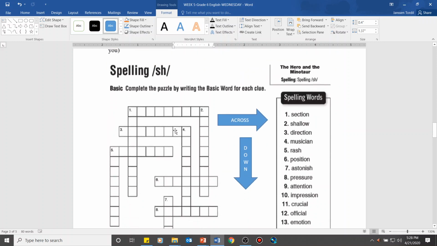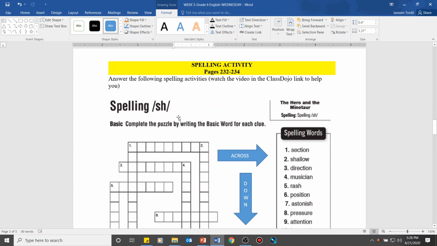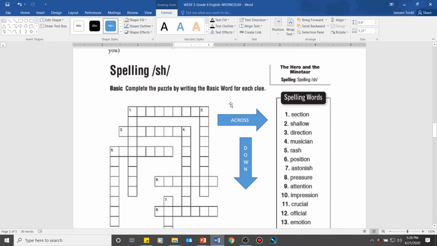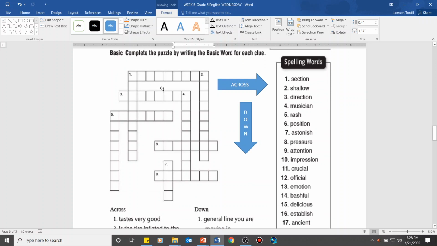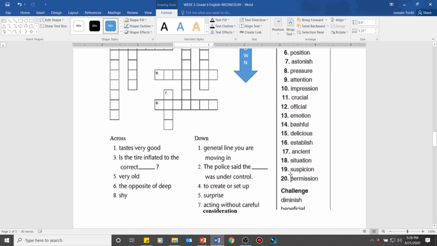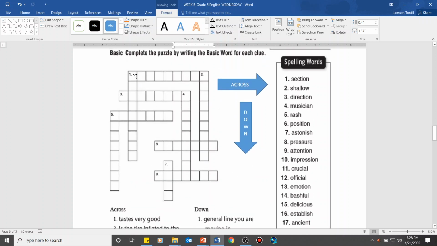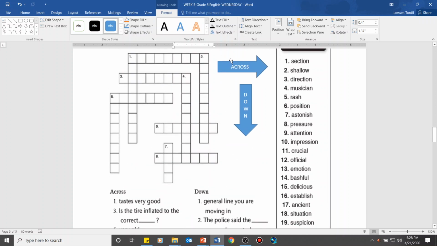Alright, so what are you going to do for spelling number 1? Spelling number 1 is a little bit difficult, so you need time to answer this. From 1, you have across and down. This is a crossword puzzle, and your choices are the spelling words from 1 to 20. I'll explain right now. Across means this is the arrow.